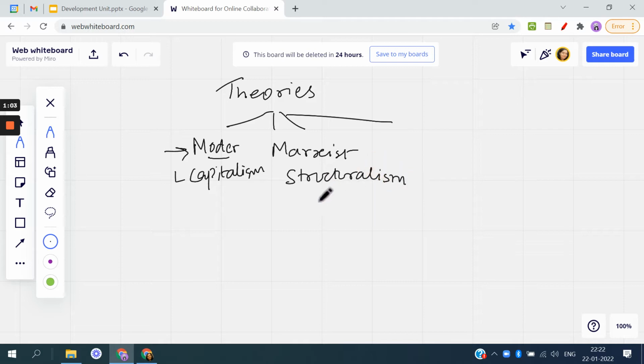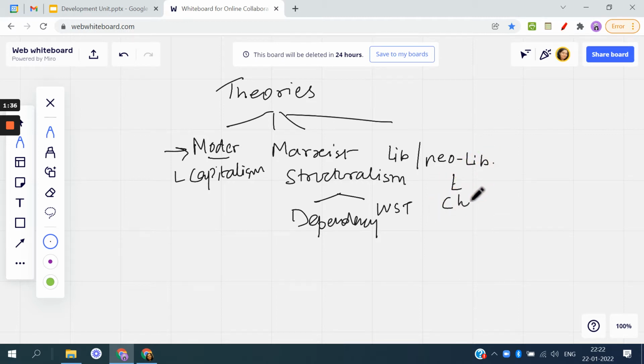structuralist theory. Under this structuralism or structuralist theory, we would be covering two, which is dependency theory and the second one is world system theory. Now the third one we would be covering under the development unit is called neoliberalism or liberalism, right? We would be studying this neoliberalism especially in the context of Chile. Okay. Then the fourth one you have is state capitalism.